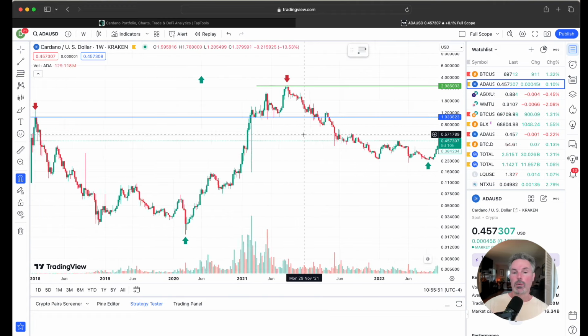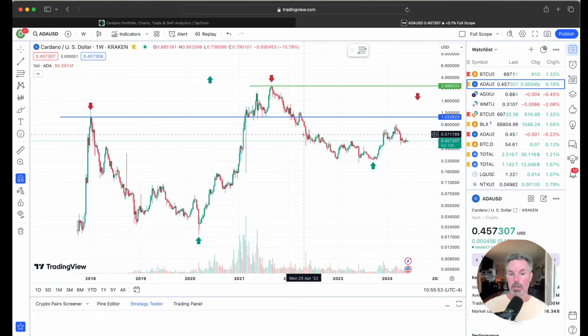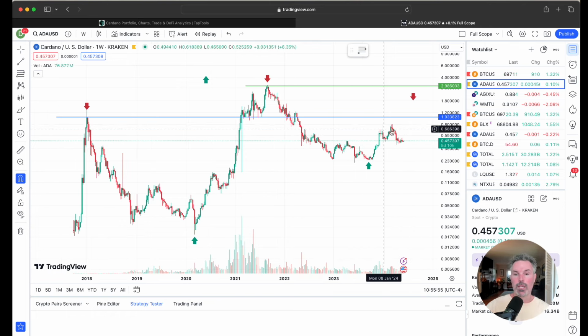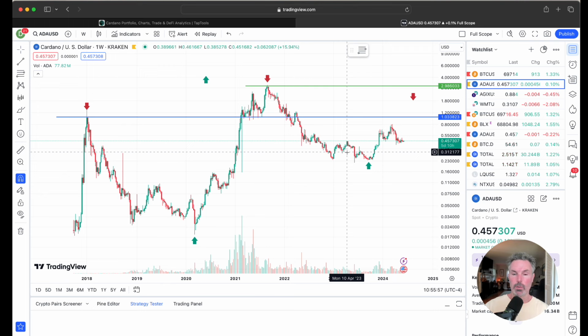So are we in a bull market? Yes, we're in a bull market. The confirmations are here. I believe we're in a bull market. And just to quickly show you something that you can sort of understand when you're looking at these charts before we go into TapTools, here is an example of that.